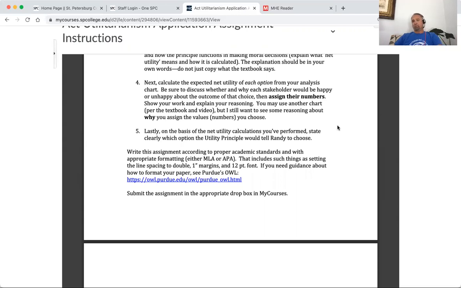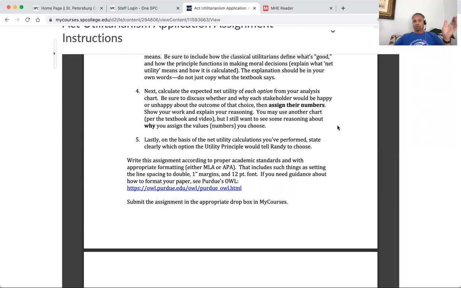Then if you want to use a chart to do that, like it shows up in the textbook, that's perfectly okay. What you could do is use your analysis chart, add numbers in another column or row on it where you calculate the net utility, and then substitute some explanation for why you put those numbers in, or you can make a new chart. You don't have to use a chart, but I would like to see you still assign numbers and do the net utility calculations to show me which of the options produces the most happiness.